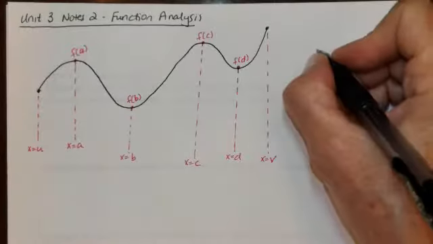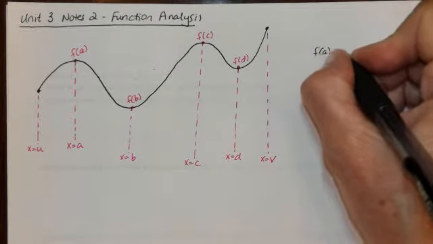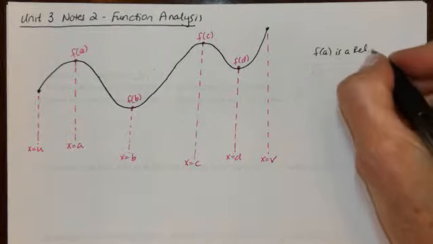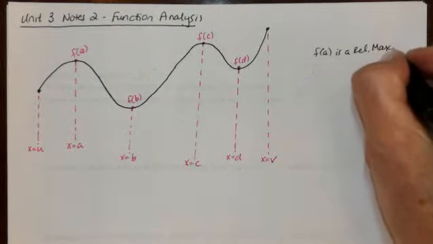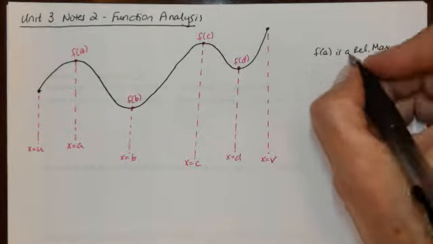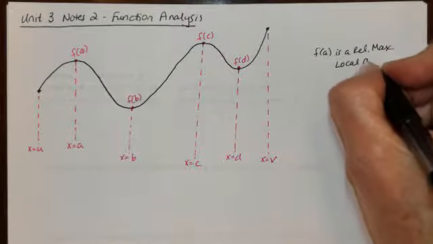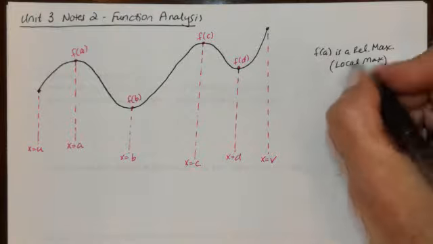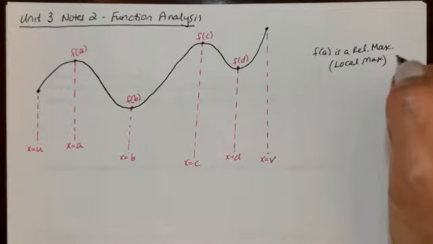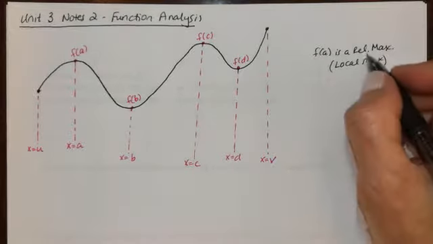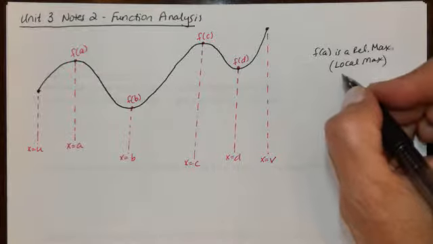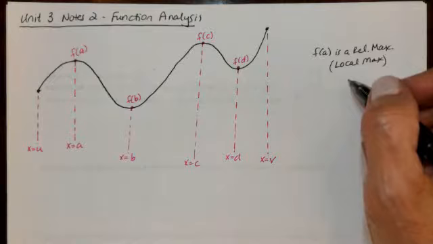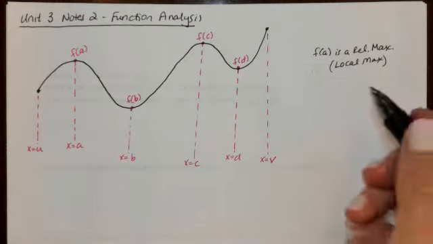So f of a is a relative, and we're going to abbreviate that REL, relative maximum. Another term for this is a local maximum. AP uses those interchangeably because some textbooks call them relative maxes and some textbooks call them local. So AP will use both interchangeably. Same thing with a relative minimum, of course.